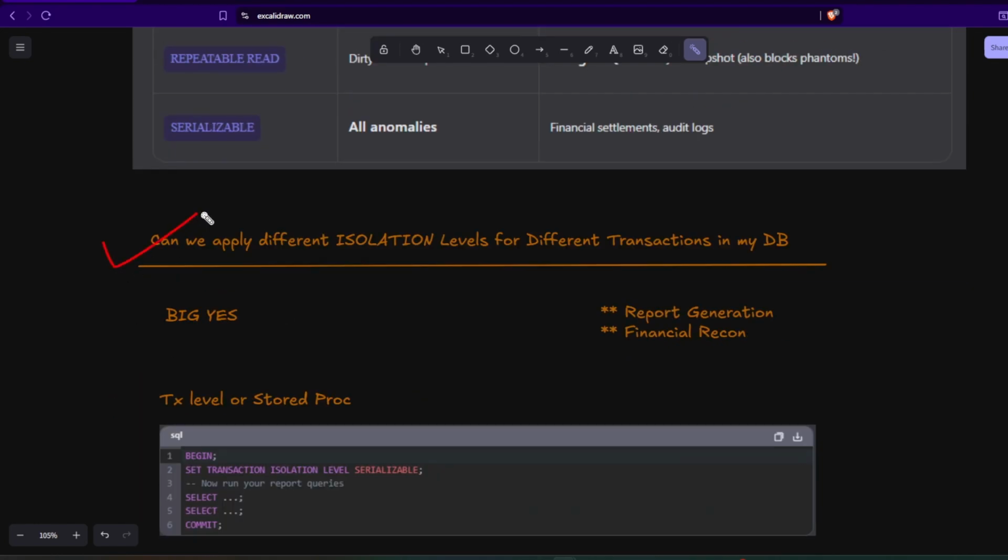And the question might come, can we apply different isolation levels for different transactions in my DB? And the answer is a big yes. Yes, we can apply different isolation levels for different transactions in my DB.